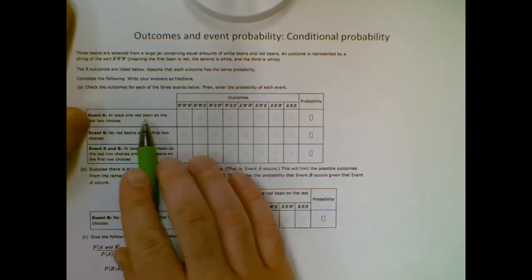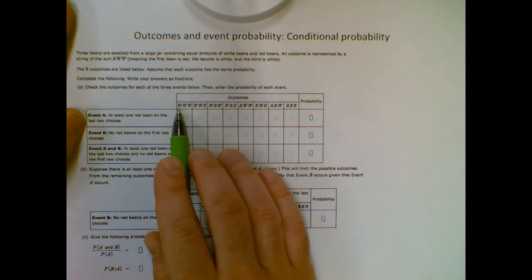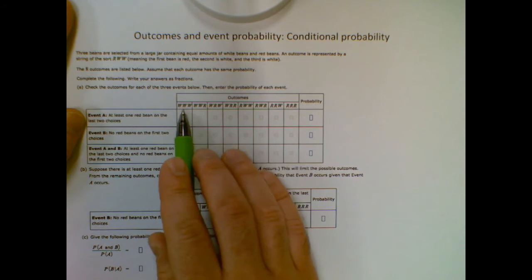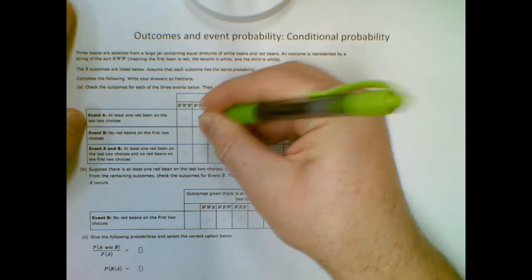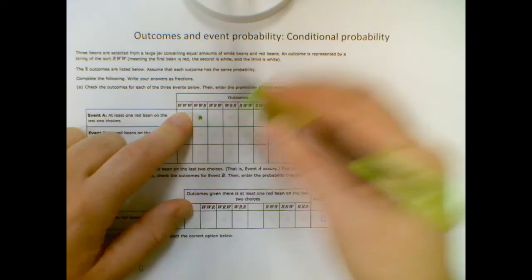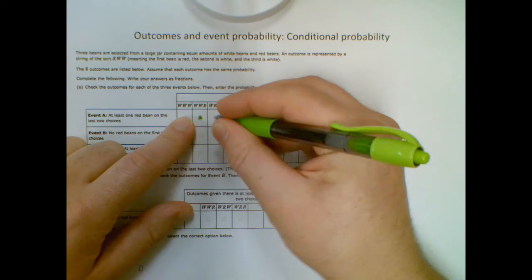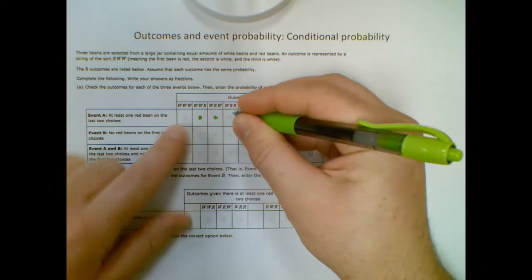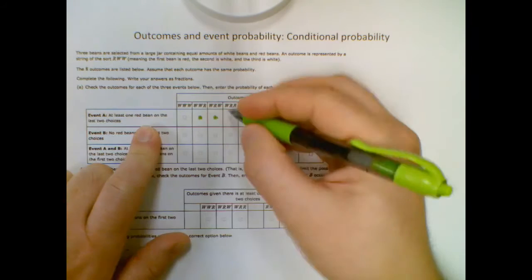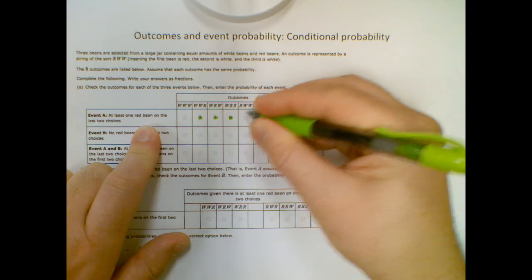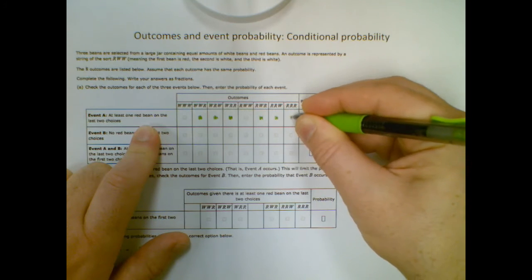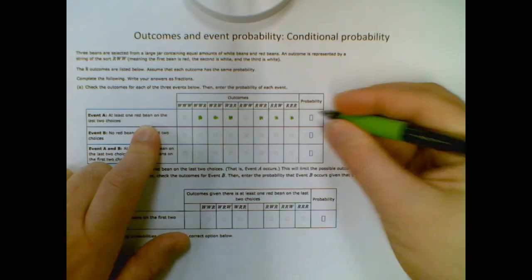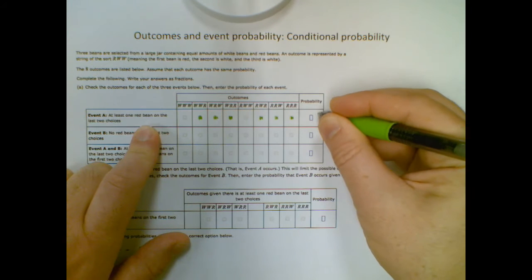So at least 1 red bean on the last 2 choices. So I'm ignoring the first one entirely and just looking at the last 2. If either one's an R, I'm going to check that one. So this one is all white, so that doesn't work. The last one's an R, so that's fine. Okay, and it says at least 1, so RR also works. WW is no good. WR, RW, RR. So that's 6 out of my 8, which I do want to reduce, so that's going to be 3 out of 4.